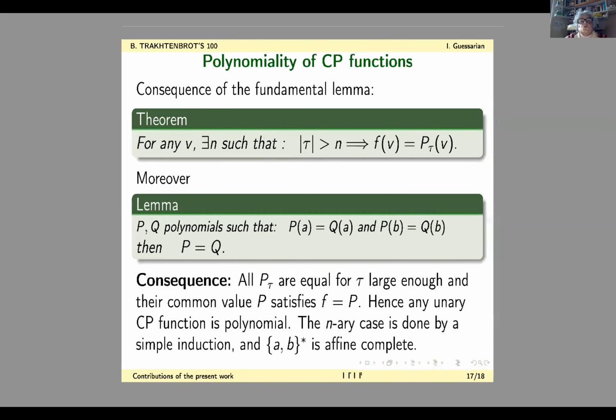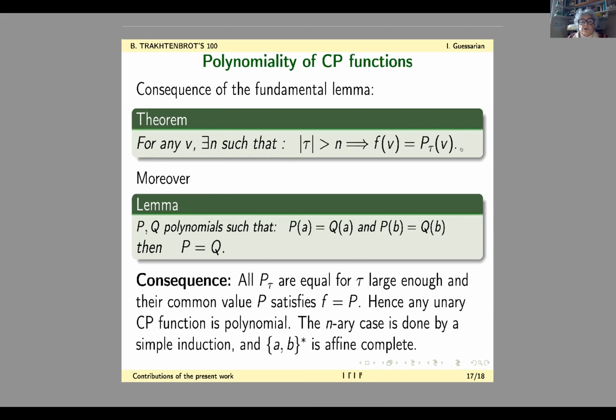And now, hurrah, magic works. This is why we called it magic, because once we had found the taus, it was just the right congruence. As a consequence of the fundamental lemma, for any v, we can find a sufficiently large n such that if the length of tau is larger than n, then f of v is equal to p tau of v.